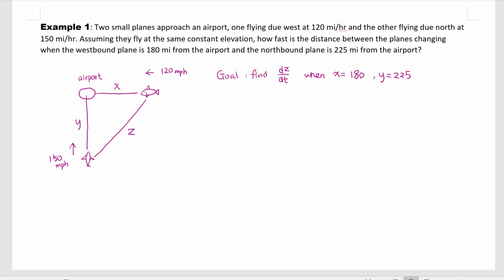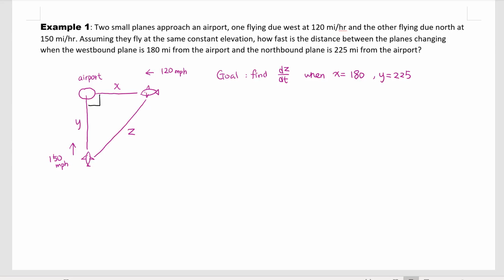The second step, we want to find the formula and relationship between the variables. So here we have a right triangle, and then we have the variables as the other sides of the right triangle. What formula can you think of?